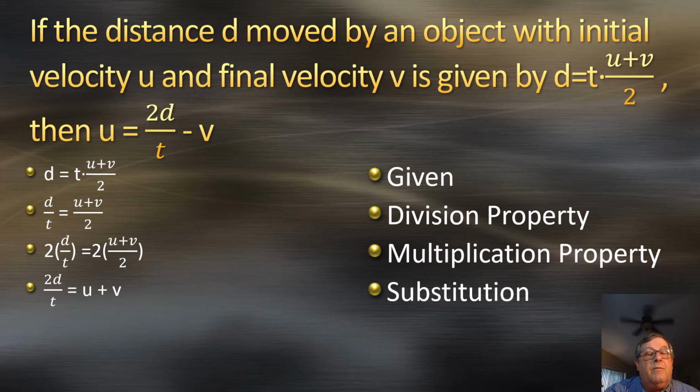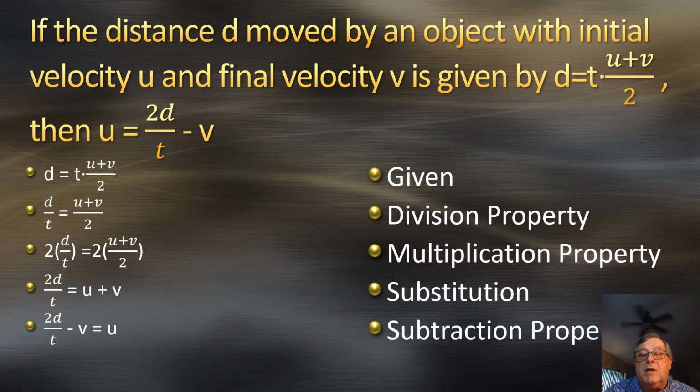All right, let's see. Now we're trying to find our answer. So I'm going to subtract v from both sides so that 2d over t minus v equals u. And I'm pretty close to proving what I'm asked to prove. But what property did I use to get here? Well, I subtracted v from both sides, so I got the subtraction property.